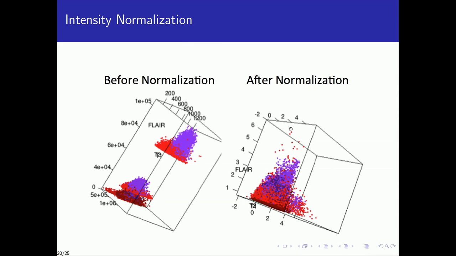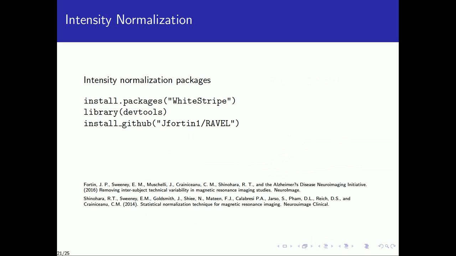But there are intensity normalization packages that we've developed. These are all those same three subjects after the normalization. It puts them all in the same space, and you can do population level modeling. That's a big first step that a lot of people who are new to the field don't see right away. There are two packages right here, White Stripe and Ravel, and they're just two different ways of doing that normalization.